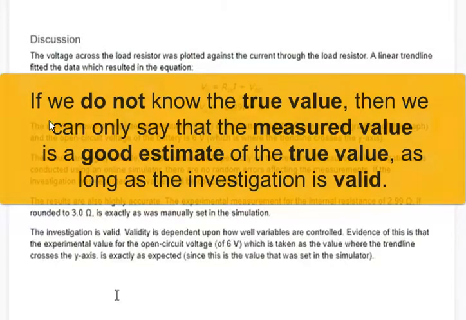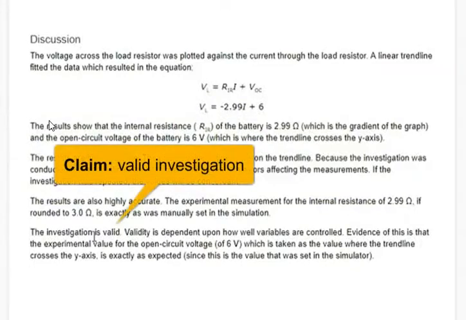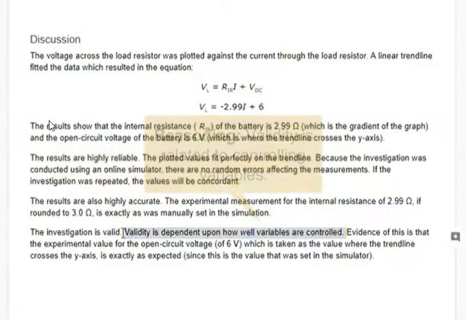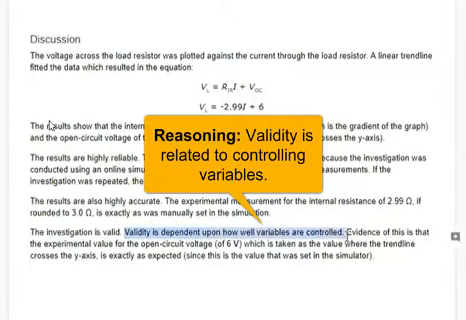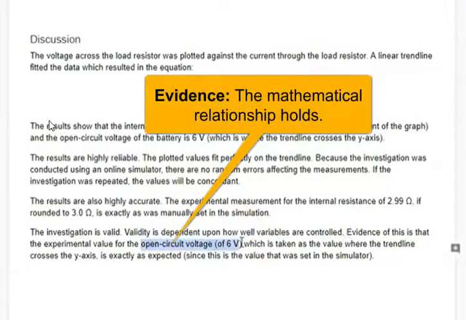And my last brief comment is about the validity. I'm making a claim that the investigation is valid. In this comment, I'm saying what I'm using to judge validity, in terms of variables being controlled. The evidence that they have been is that the open circuit voltage measured, where the trend line crossed the y-axis, is exactly as expected, because we set the battery to 6 volts, and before we connected it, we measured the open circuit voltage.